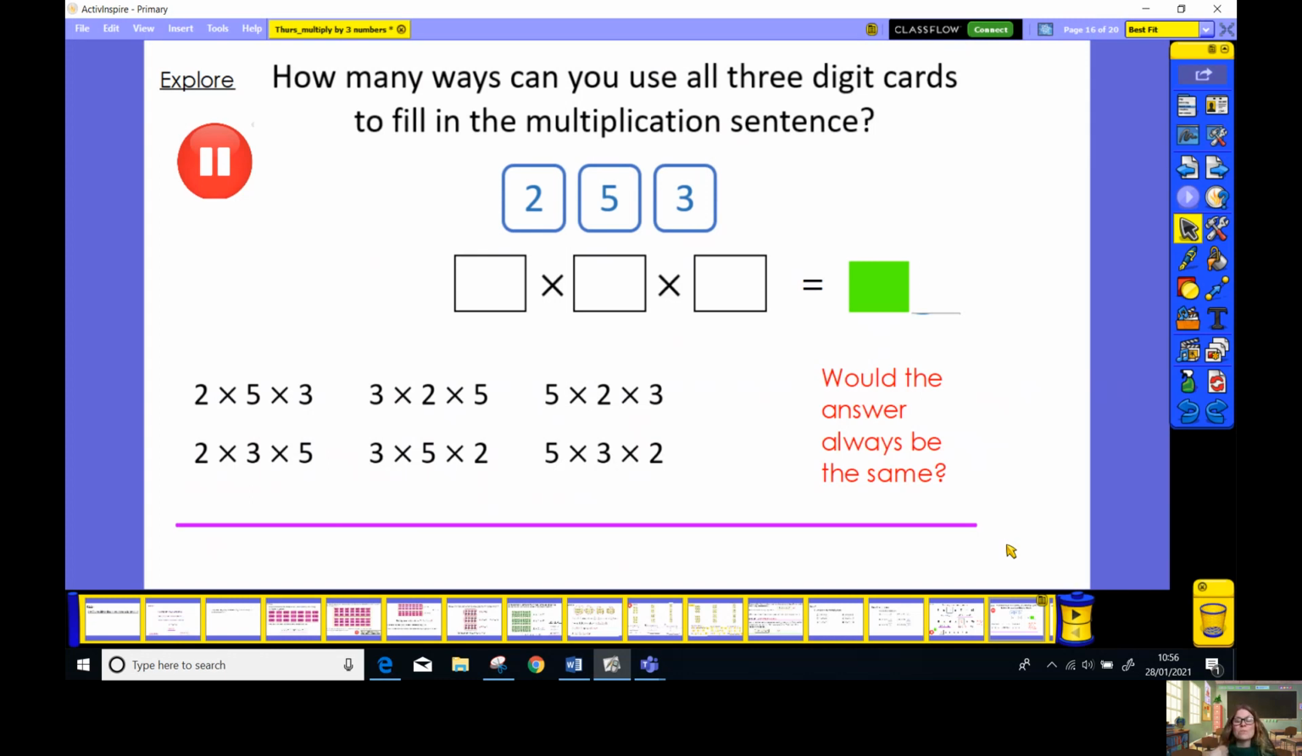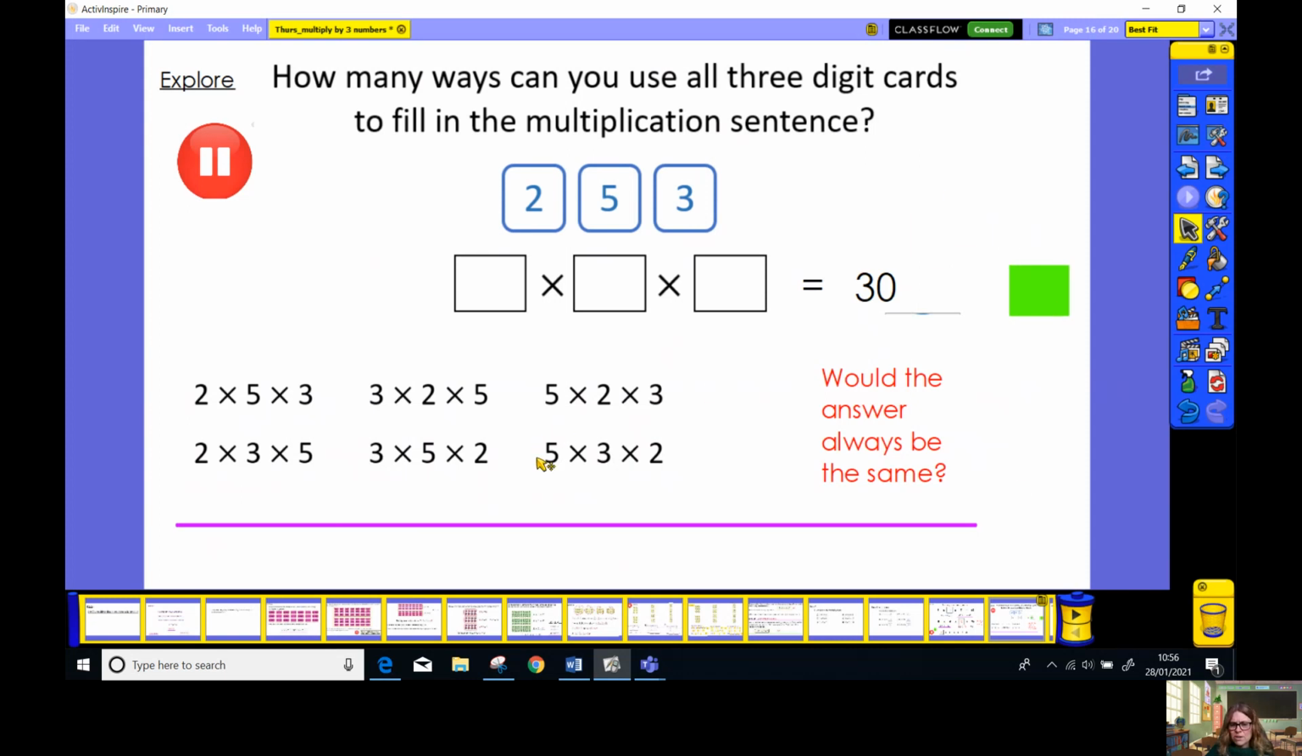Well done. Yes, the product would always be the same. It doesn't matter which order you put the numbers. The answer would always come out the same. So let's work this out. 2 times 5 times 3. This is a nice easy way to do it. 2 lots of 5 is 10. 10 times 3 is 30. So our answer is 30.